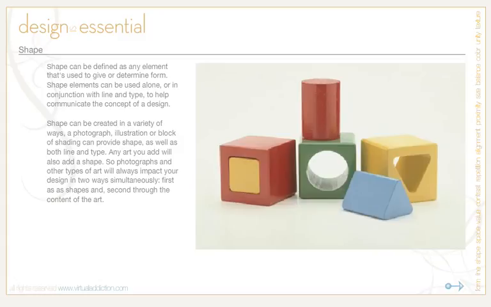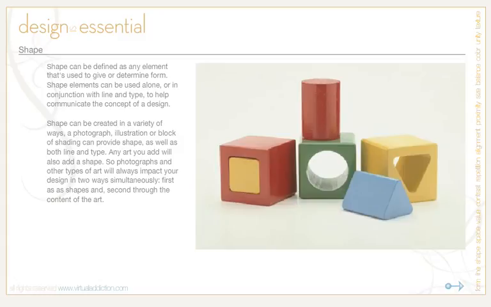A photograph, illustration, or block of shading can provide shape, as well as both line and type. Any art that you will add also adds a shape. So photographs and other types of art will always impact your design in two ways simultaneously. First as the shape itself, and second through the content of the actual artwork.